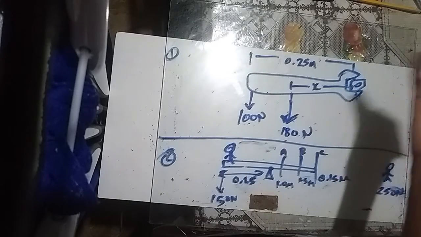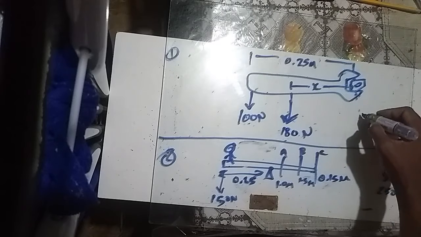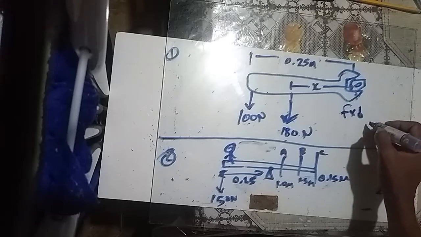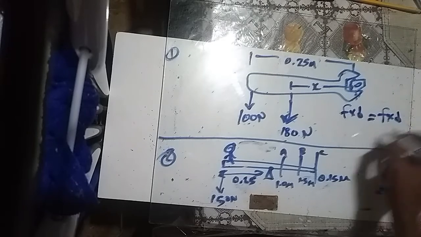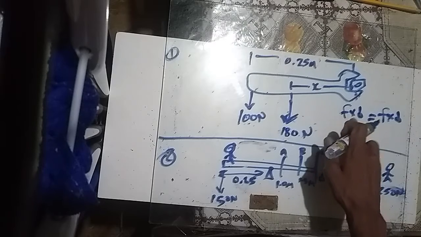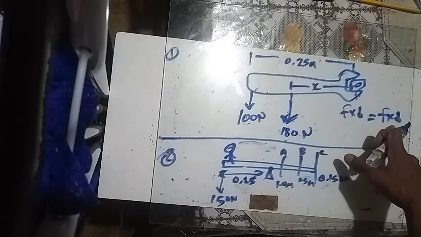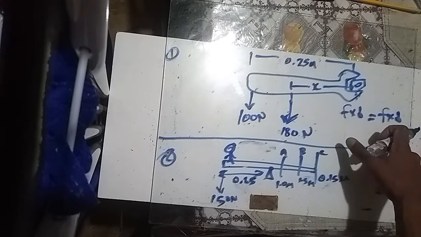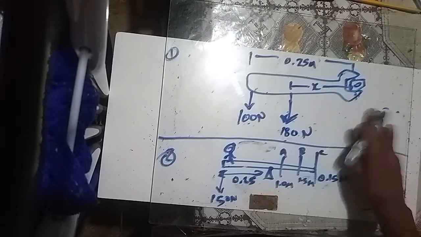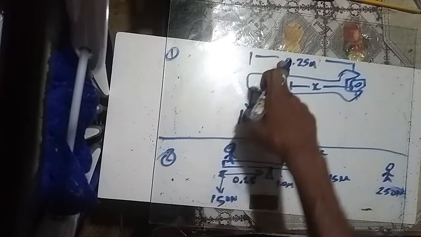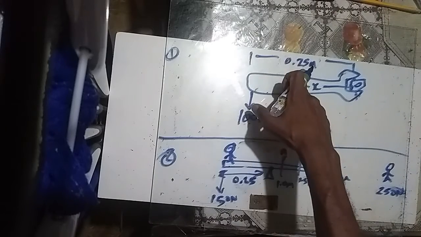So we say force times distance is equal to force times distance. So F times D is equal to F times D. So anticlockwise moment, I know that force times distance is moments, is equal to the clockwise moment, which is also again force times distance. Alright? Let me erase that for space. Therefore 100 newtons, which is the force, times 0.25.